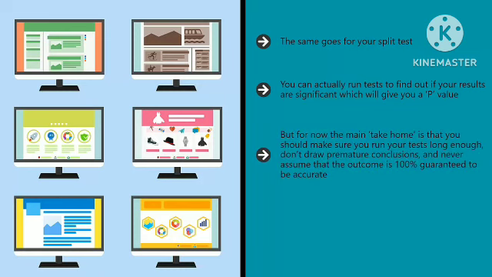But for now, the main take-home is that you should make sure you run your test long enough, don't draw premature conclusions, and never assume that the outcome is 100% guaranteed to be accurate. If you want to be extremely scientific about this, then you can always run what is known as a chi-squared test.